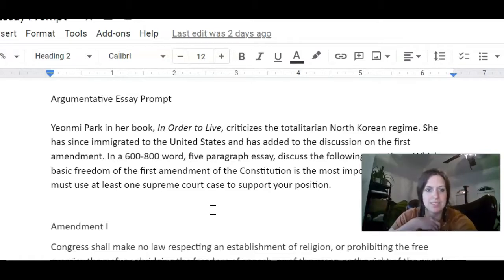So here's the prompt. Yeonmi Park, in her book, In Order to Live, criticizes the totalitarian North Korean regime. She has since immigrated to the United States and has added to the discussion on the First Amendment. In a 600 to 800 word, 5-paragraph essay, discuss the following questions. Which basic freedom of the First Amendment of the Constitution is the most important and why? You must use at least one Supreme Court case to support your position.